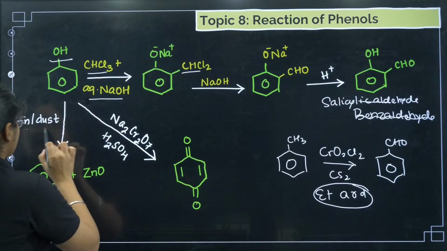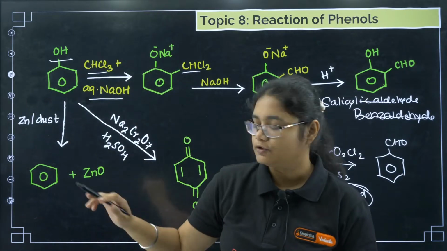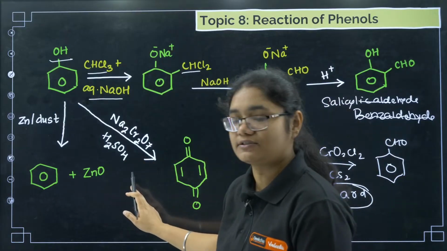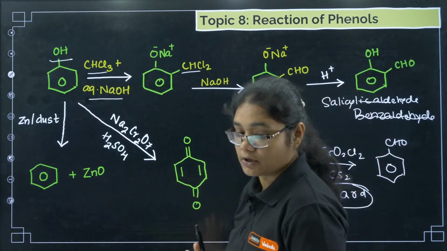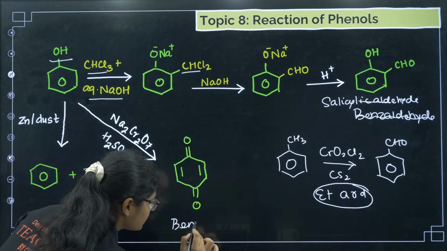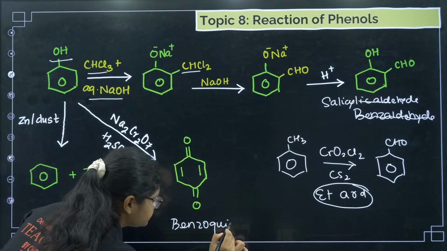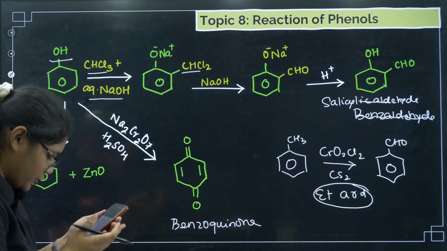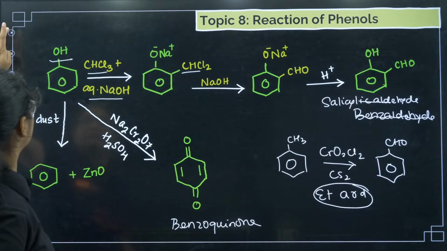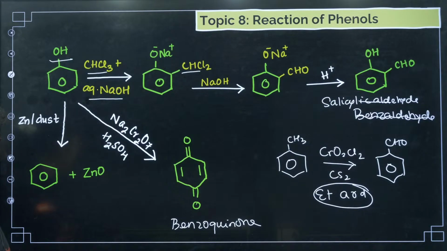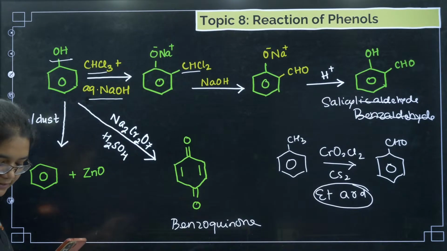Next, oxidation. If I treat phenol with zinc dust, you will get benzene, and if you treat it with Na2Cr2O7 and H2SO4, you will get benzoquinone. This is called benzoquinone. Clear? So please take a screenshot of this. Quickly, all of you take a screenshot and then we will move to the next question.